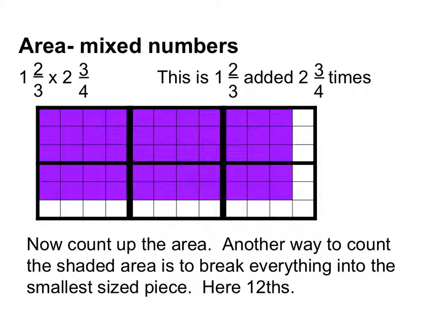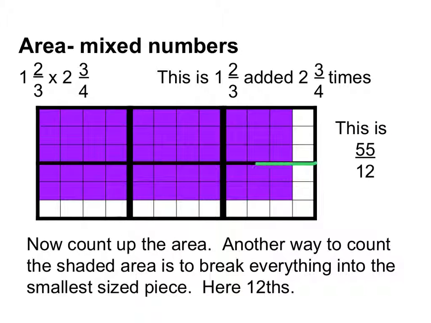Now I just have a bunch of 12ths, and now I just count them. It's kind of a lot to count, but you just count. 1, 2, 3, 4, 5, 6, 7, 8, 9, 10, 11, 12, 13, 14, 15, 16, 17, 18, 19, 20, 21, 22, etc., etc. I count up all those boxes. It turns out I have 55 boxes. So I have 55 pieces when there are 12 pieces in a whole.